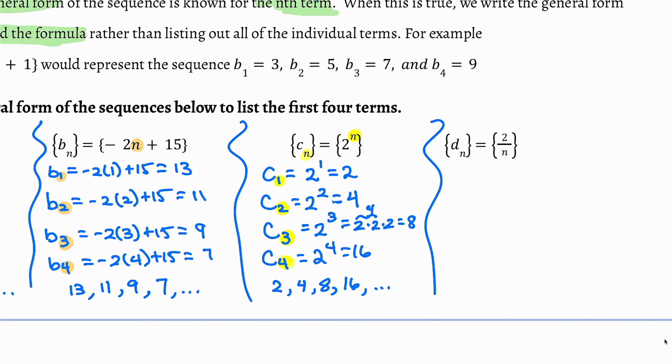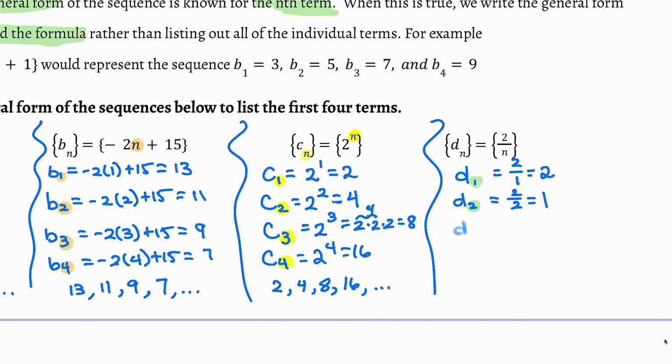All right, last one. I got d sub n is equal to 2 over n. So if I want my first term, I'm going to write d sub 1, which means my first term. I'm not going to use a different colored highlighter. I'm going to go back to green. That's equal to 2 over my n, which is 1. 2 over 1, that's just 2. D sub 2, which is my second term, that's equal to 2 over 2, and 2 divided by 2, that's just 1.